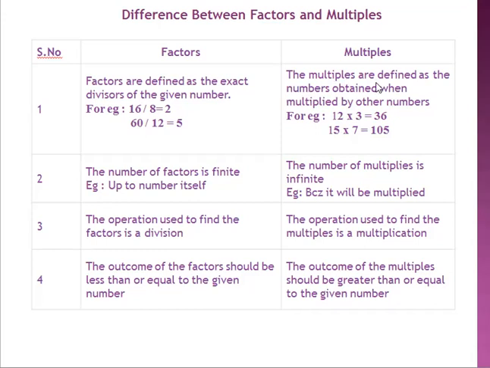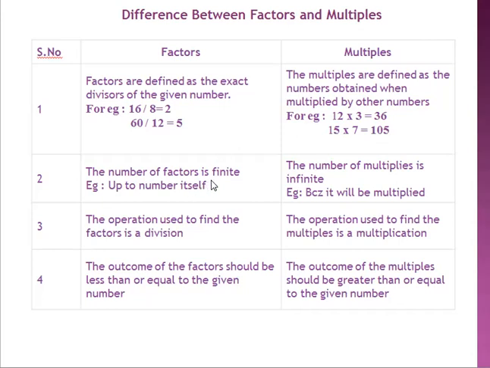Whereas multiples are defined as the numbers obtained when multiplied by other numbers. For example, say the number 36 is given. If you multiply 12 into 3, we get 36. So 36 is the multiple, the product of these factors 12 and 3. Same way, 105 is the product we get, and it is a multiple of 15 and 7. So 15 and 7 are factors and 105 is the multiple.